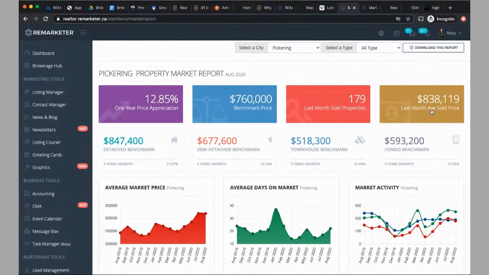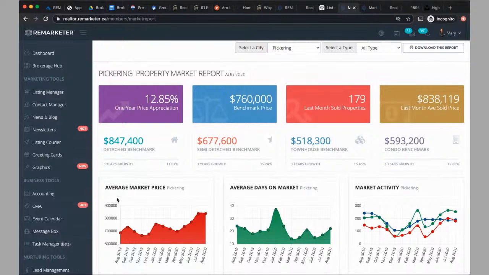Some areas where the average price is lower than the benchmark price would be indicated as a buyer's market, basically. So this is how you can really look at these two.